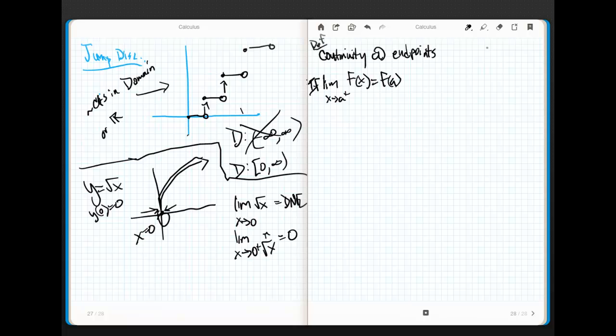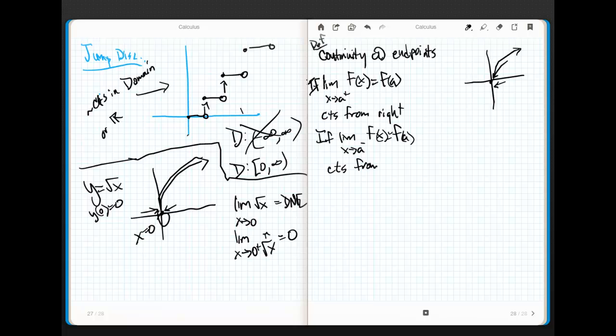Now, what does that mean? That means that for some function at an endpoint, let's say the square root of x, as I sneak up on this thing from the right-hand side, like that, the limit as x approaches a from the positive side equals f of a. In other words, it's headed for the value of the function. The limit and the value of the function are the same. We say that this is continuous from the right. And without loss of generality, if the limit as x approaches a from the negative side of f of x equals f of a, we say this is continuous from the left.